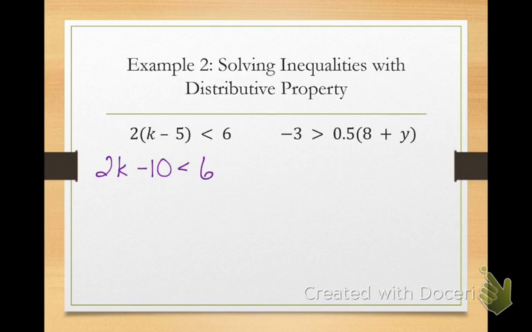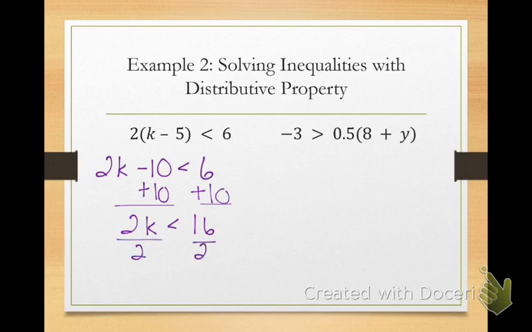Aaliyah, what did you do next? I know we're kind of backing up to 2k minus 10 is less than 6. Yeah, it's very good. I think you just had to get your bearings there for a minute. Okay, so we add 10 to both sides, and now 2k is less than 16, so we can divide both sides by 2, and k is less than 8.